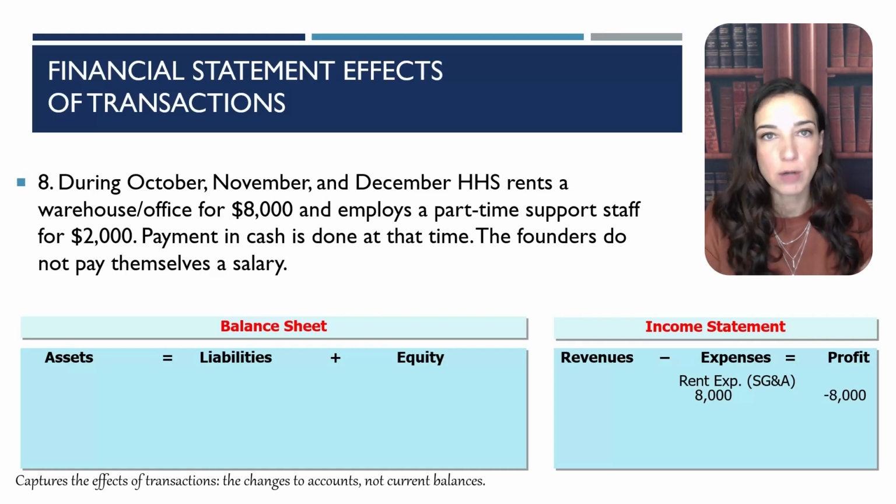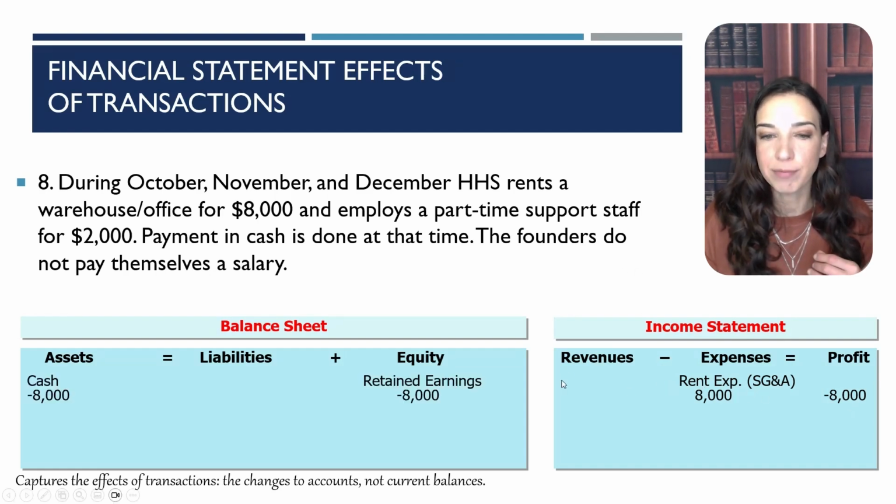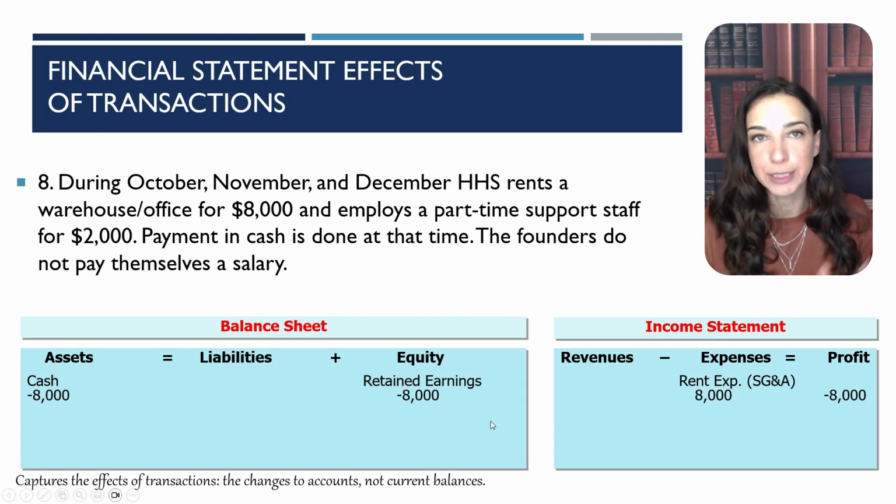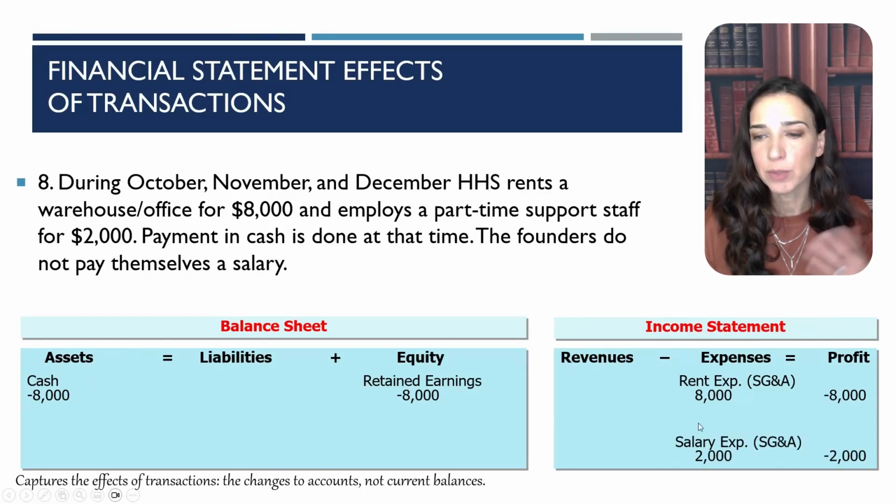We're renting the warehouse and we're occupying it at the same time. So it shows up as an expense on the income statement, $8,000. That decreases our profit. That, of course, decreases the retained earnings equity account mechanically, and we have cash going down as well. Same thing with a salary expense, very similar dynamic.